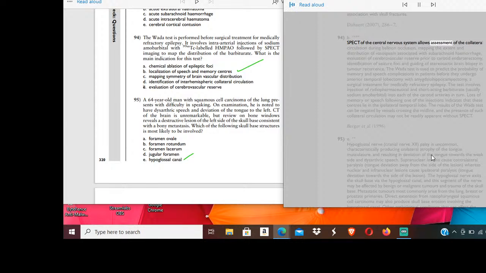SPECT of the central nervous system allows assessment of the collateral circulation during balloon occlusion, mapping the extent and distribution of vasospasm associated with subarachnoid hemorrhage, evaluation of cerebrovascular reserve prior to carotid endarterectomy, identification of seizure foci, and guiding of stereotactic brain biopsy and tumor recurrence.